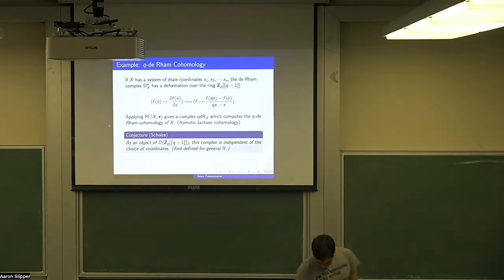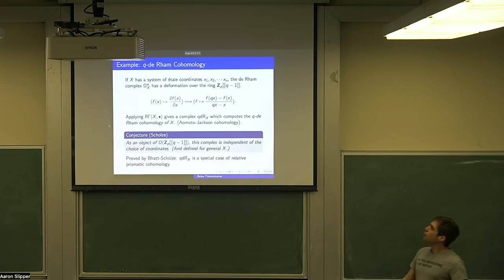So this was proved by Bhatt and Scholze as one of the original applications of this new theory of prismatic cohomology. So they interpreted this q-de Rham complex as a special case of the theory of relative prismatic cohomology. And in particular, they showed that as an object in the derived category, it's really well defined and independent of your coordinates.